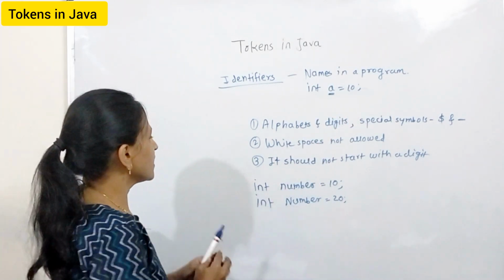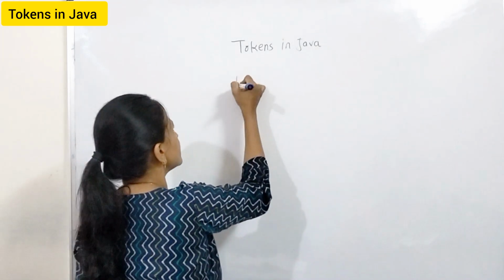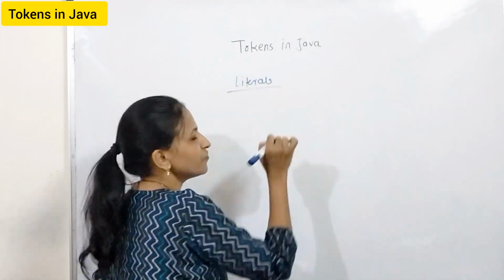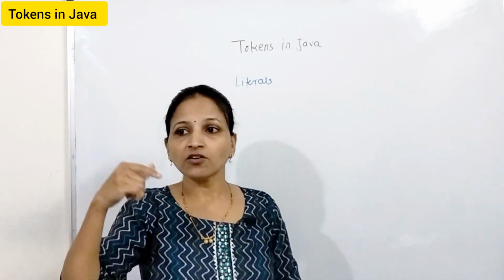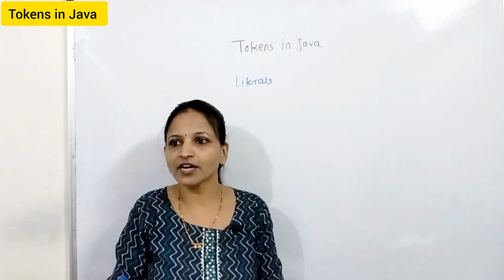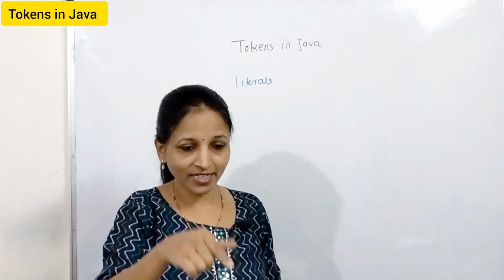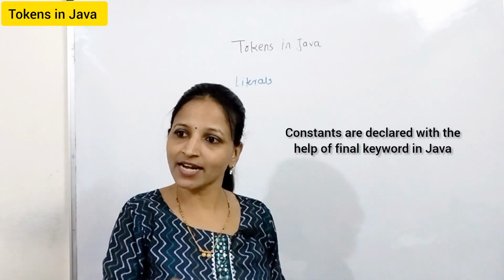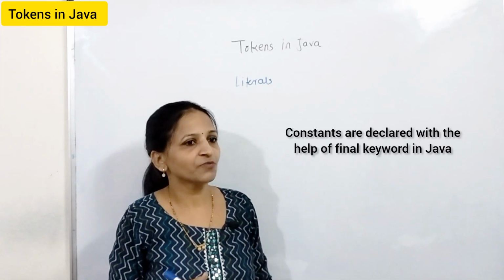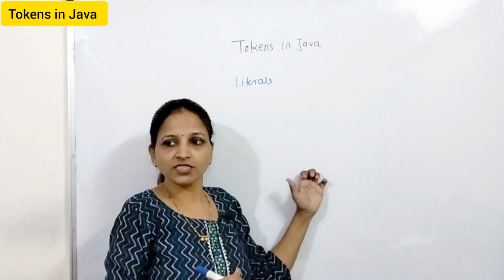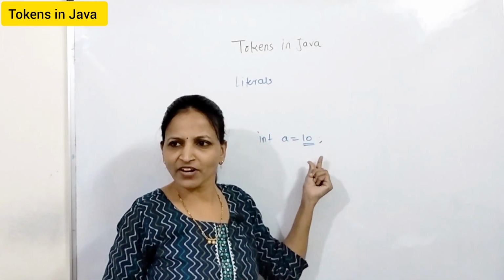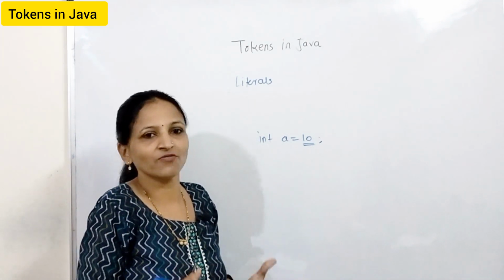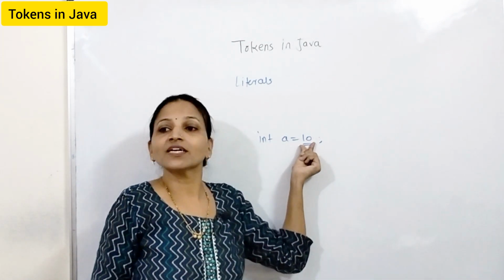Now the next one is a literal. Literals are fixed values in a program. The word constant is used for variables whose value we cannot modify. Any memory location we allocate, where we mention that its value cannot be modified, is considered a constant. And whatever fixed values you mention in a program, like if we declare integer a equals 10, then this 10 is a fixed value, it cannot be modified, and this is nothing but a literal.